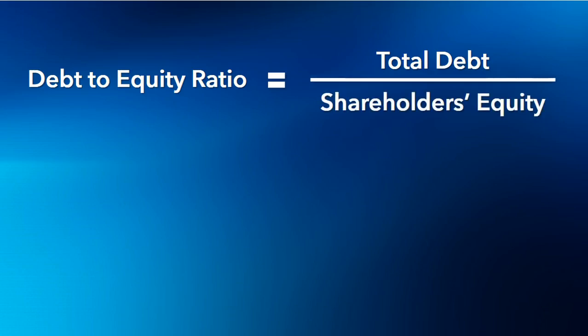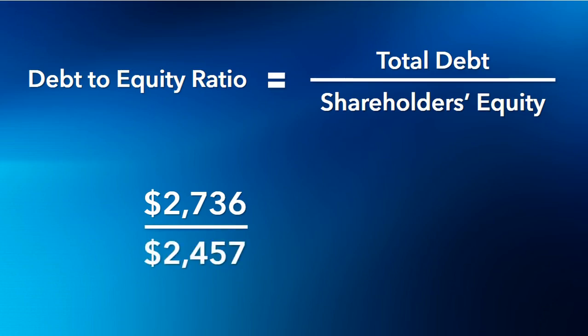For example, if Lou's business owes $2,736 to debtors and has $2,457 in shareholder equity, the debt-to-equity ratio is 1.11.